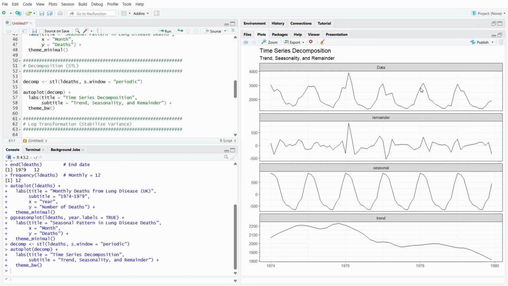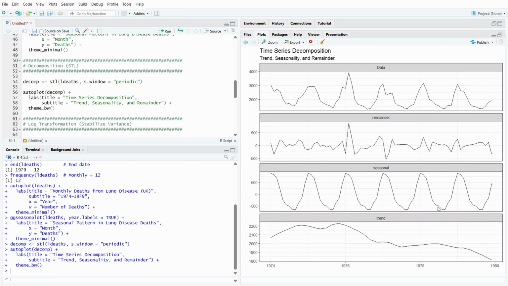Next, look at the seasonal component. We've essentially calculated the average swing for each month and isolated it. Notice how perfectly consistent this is. It represents the predictable burden on the healthcare system, that rhythmic winter surge we've come to expect every single year.